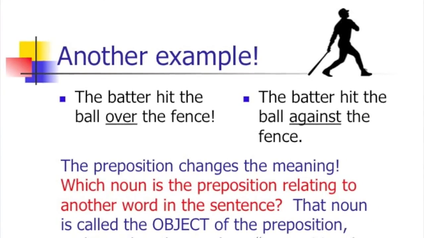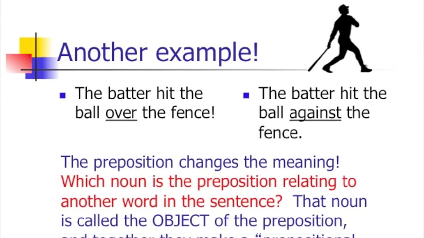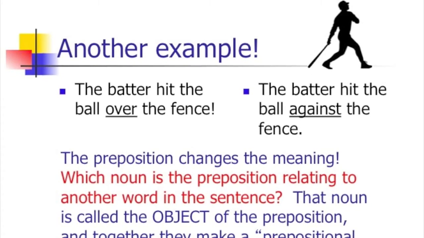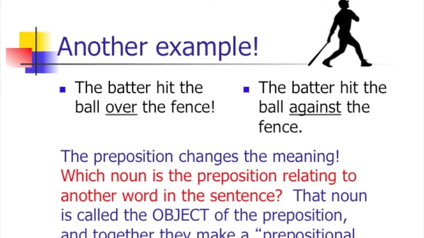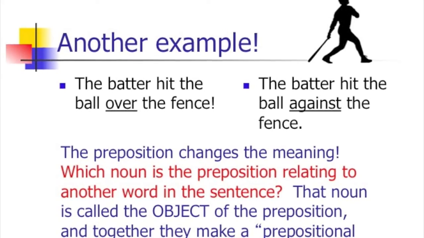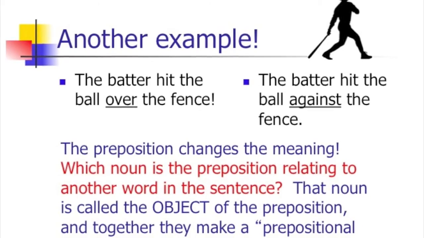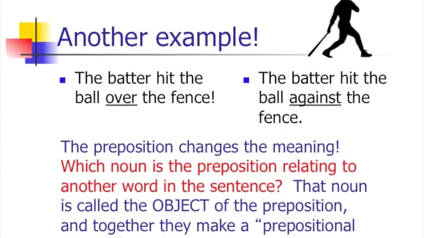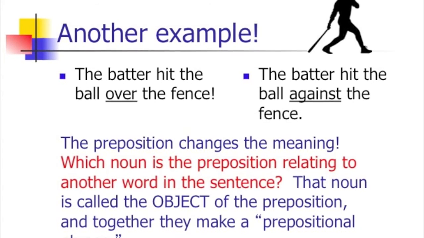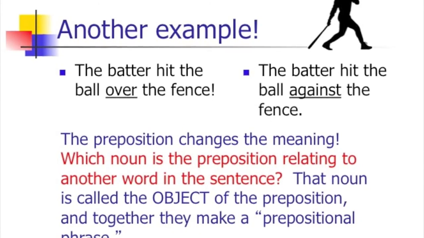In our next examples, the words over and against are both prepositions. The batter hit the ball over the fence, and the batter hit the ball against the fence. Not only does the preposition change the meanings, similar to the way that it changed the meaning in our previous example, but we're still relating one word in the sentence to the rest of the sentence, or showing some kind of relationship or connection between one part of the sentence and another. So my question for you is, which noun is the preposition relating to another word in the sentence? Think about it.